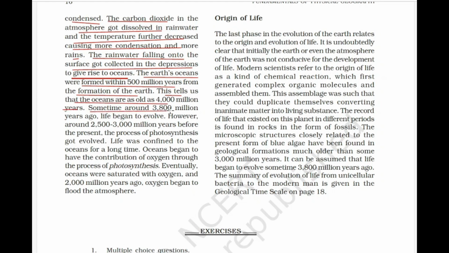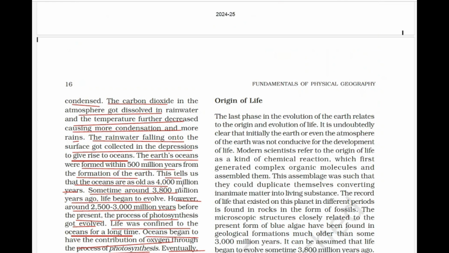Sometime around 3,800 million years ago, life began to evolve. However, around 2,500 to 3,000 million years before the present, the process of photosynthesis evolved. Life was confined to the oceans for a long time. Oceans began to have a contribution of oxygen through the process of photosynthesis. Eventually, the oceans were saturated with oxygen, and 2,000 million years ago, oxygen began to flood the atmosphere.